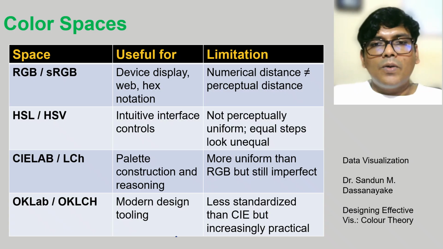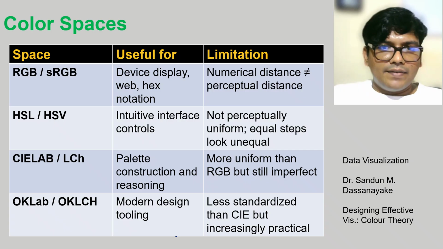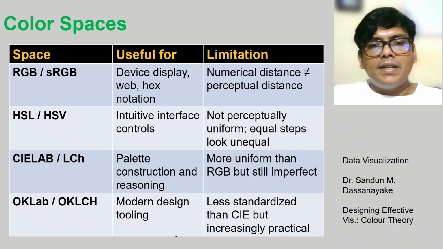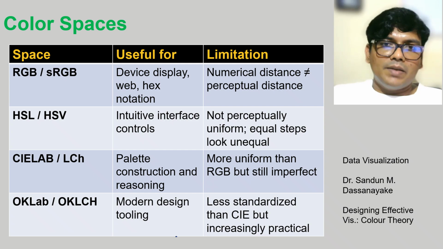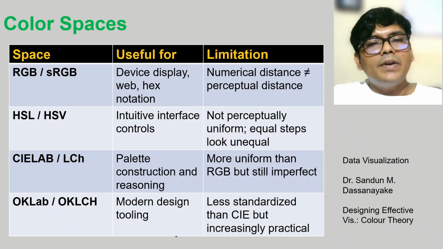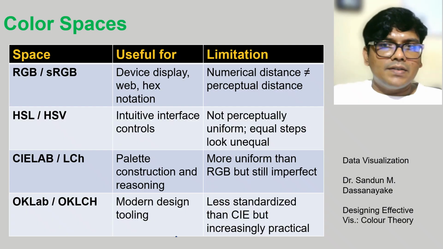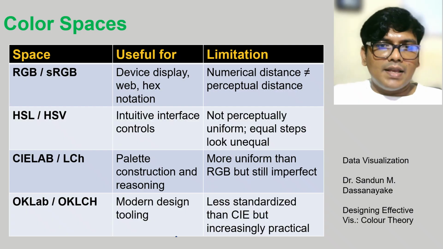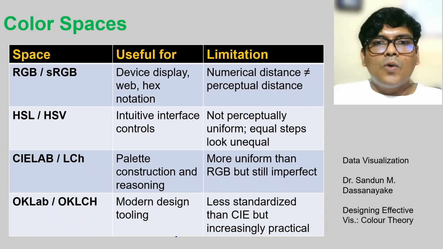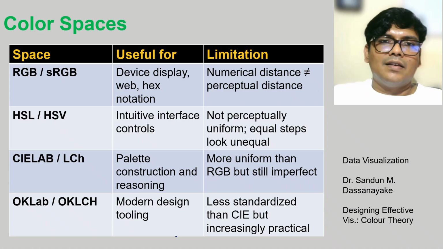OKLab and OKLCH are newer and improve on CIELAB in a few ways. They are starting to show up in CSS specs and modern design tools, so they are worth knowing about. The practical workflow is simple. Think and reason in CIELAB or OKLab. Then export in RGB or hex when it is time to actually use the colors in your charts. Use the right space for the right job.